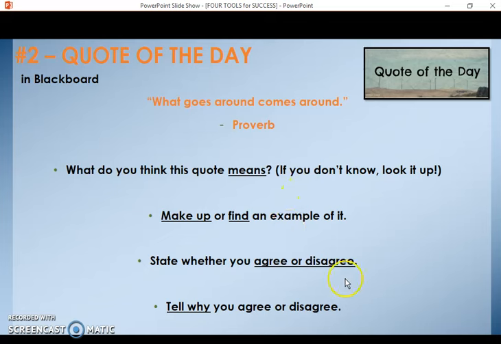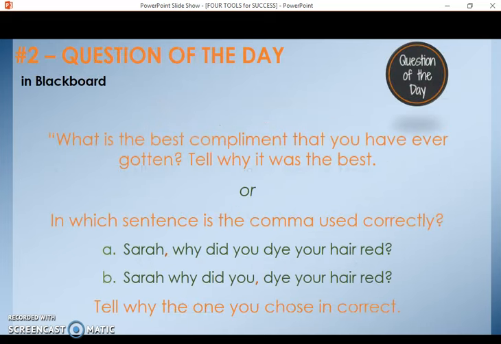So we'll need to hit all four of those. And believe me, we'll be doing this every single day. So you'll have lots of practice. Okay. But sometimes you'll have a question of the day. Sometimes it may be something really light and silly and funny, like, what is the best compliment that you have ever gotten? And you need to tell why it's the best.